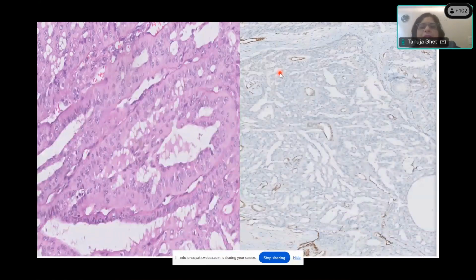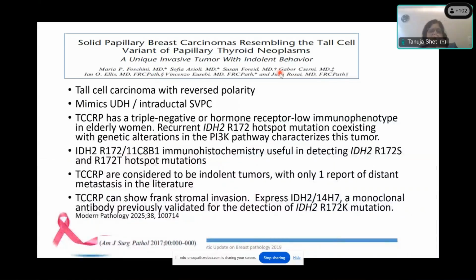We do the myoepithelial markers, they are negative. So you know it's invasive, but it's a specific type. You do an IDH2 mutation and it comes strongly positive. So what is this? This is what is called as solid papillary carcinoma. Now it's called as tall cell carcinoma with IDH mutation with reverse polarity. The important part is it mimics DCIS. No problem because they behave exceptionally well.